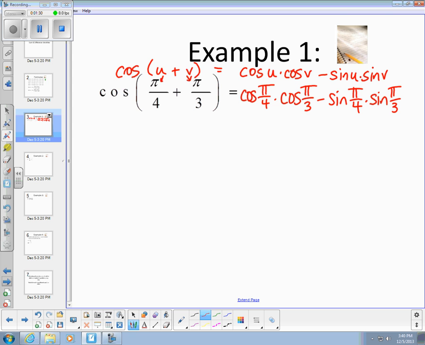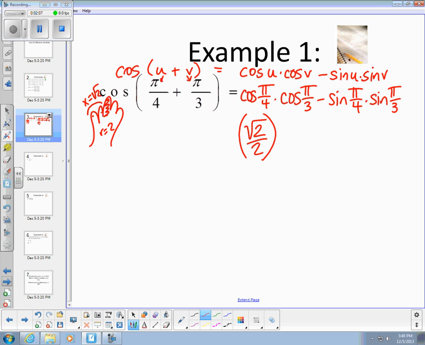Okay, so now all of these are special angles. So we're going to use the hand trick to figure out the value of cosine of pi over 4. Remember that pi over 4, if I'm looking at the hand, is the middle finger. Cosine is x over r. On the hand, r is always 2. And my x, I've got 2 fingers on this side, so my x is square root of 2. And since the angle is in the first quadrant, I would get square root of 2 over 2.